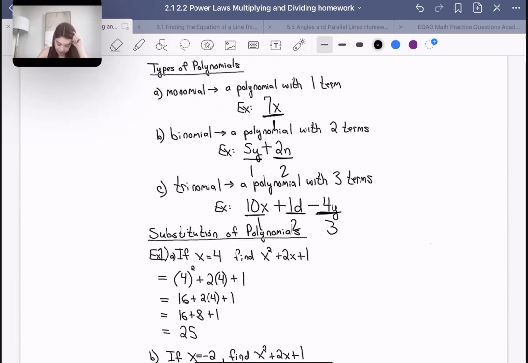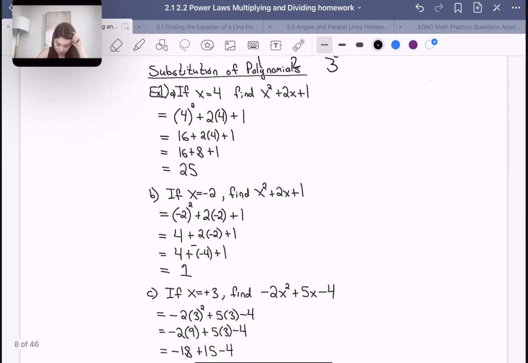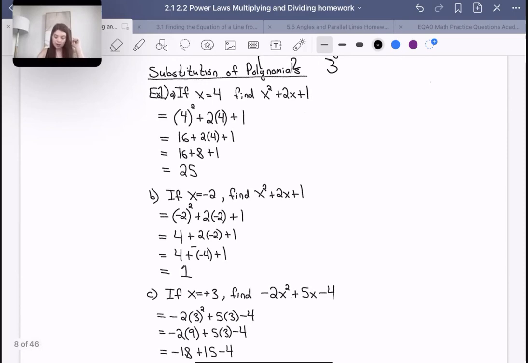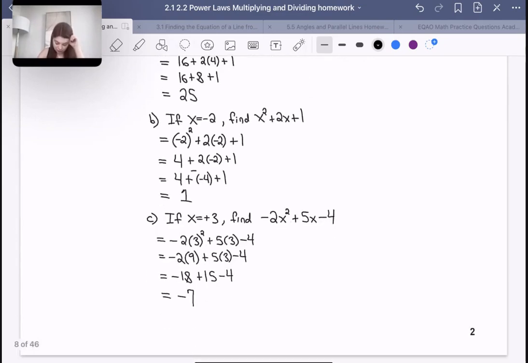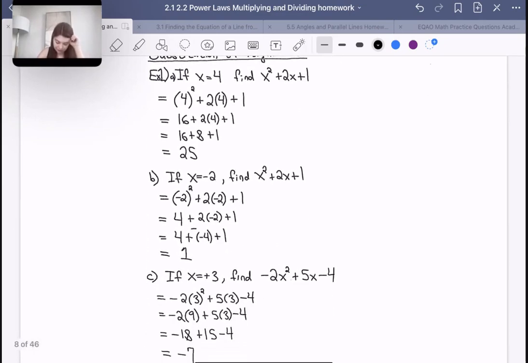Let's talk about the substitution of polynomials. We might be asked to figure out or evaluate a polynomial at a certain value, right? Because polynomials have some unknowns, but if we're given a certain value to place in those unknowns, we can find an answer. So here are a few examples where they put in a value and evaluate it.